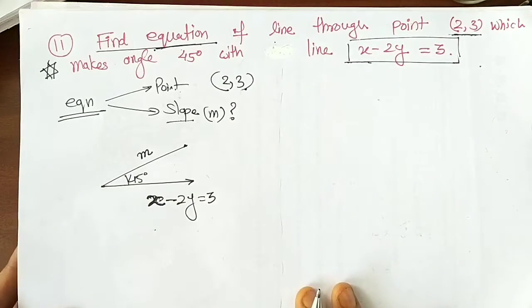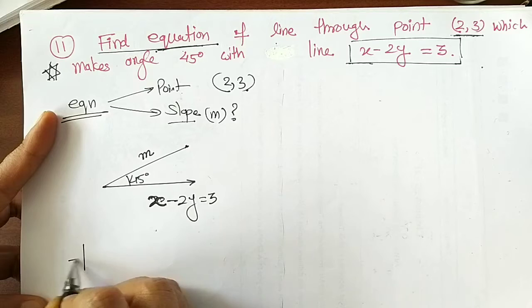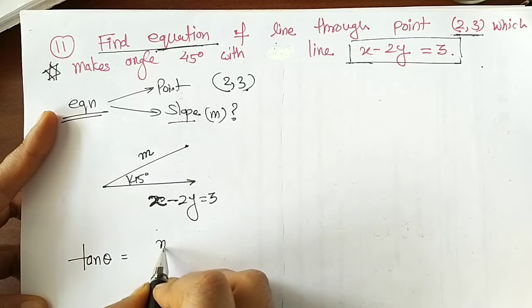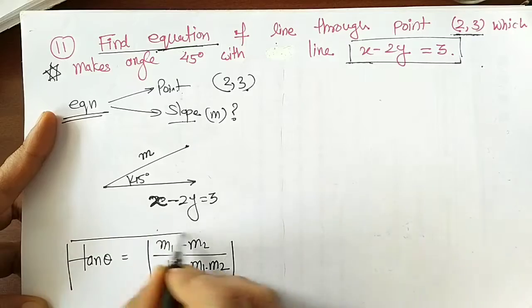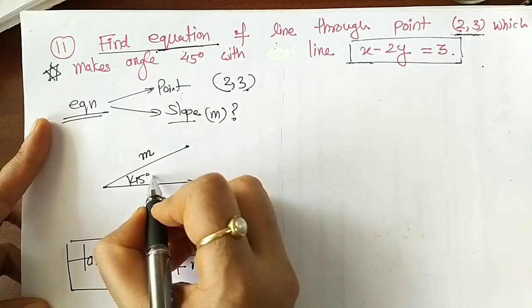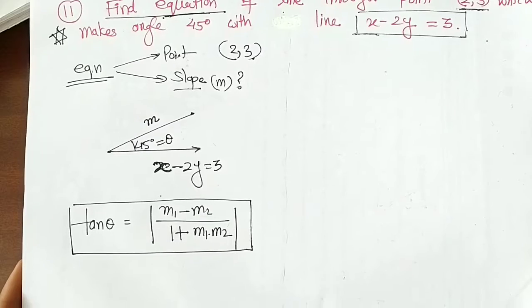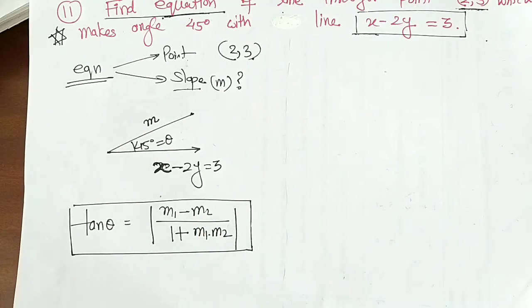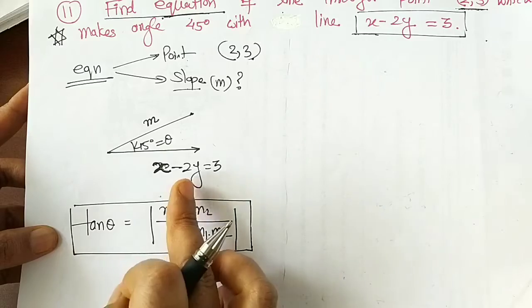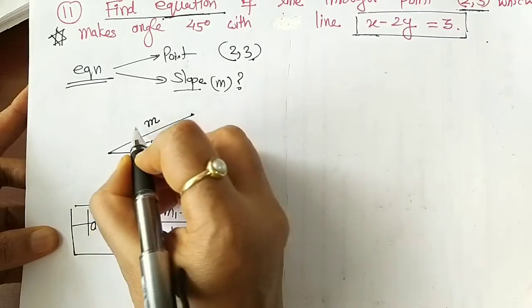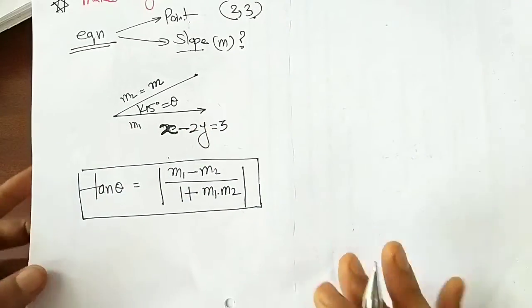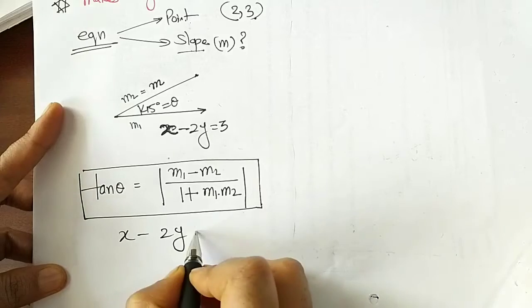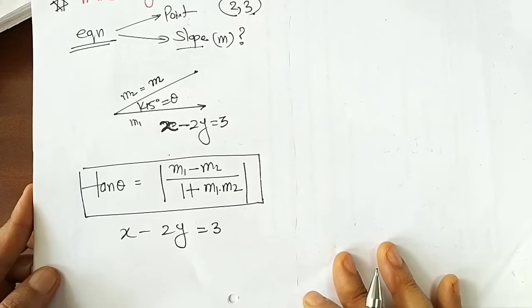Okay, so for that, the angle between two lines formula is tan theta is equal to modulus of (m1 minus m2) divided by (1 plus m1 into m2). So this formula should be on your fingertips. This is for the angle between two lines where the slope of one line is m1 and the other is m2. So suppose this is my m1 and suppose this is my m2. So how to extract m1 for this line? I have told you two methods. So let me tell you again how to find the slope.